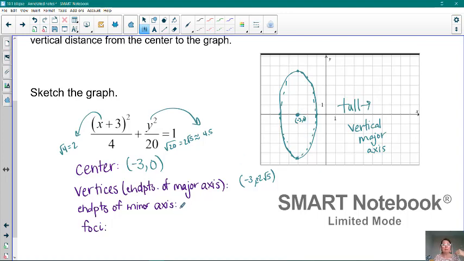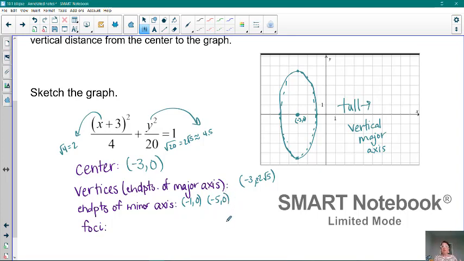Let's talk about the endpoints of the minor axis. That's the sideways. It's the other one, the shorter one. So this is sideways. This was a nice integral value, so I can easily say that's at -1, 0. And this is at the point, if this was -3, -4, -5, -5, 0.